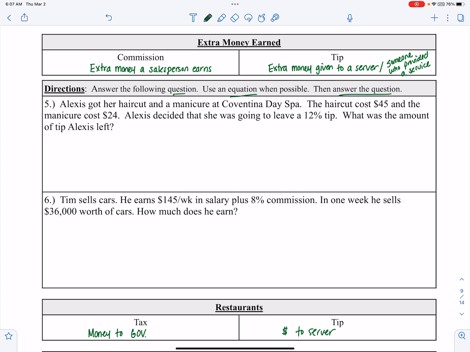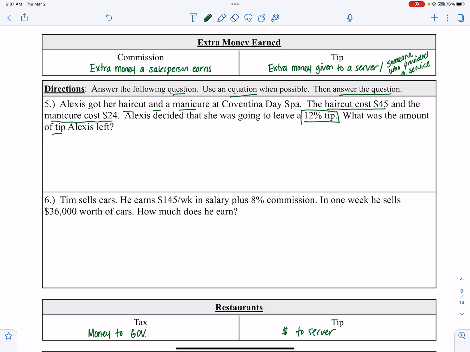Alexis got her haircut and a manicure. So there's two things happening. The haircut costs this much, and the manicure costs this much. She decides she's going to leave a 12% tip. What was the amount of tip that she left? Okay, so we just need to find the amount of tip. We find tip by doing what is 12% of an amount, and it'll tell us that tip amount. And remember, we want to be focusing on, do the percentages match the number? If we say what is 12% of the payment, that answer is going to be the 12%. So we're going to be able to use that number.